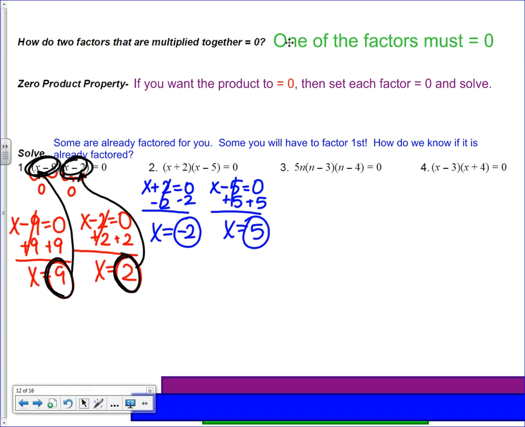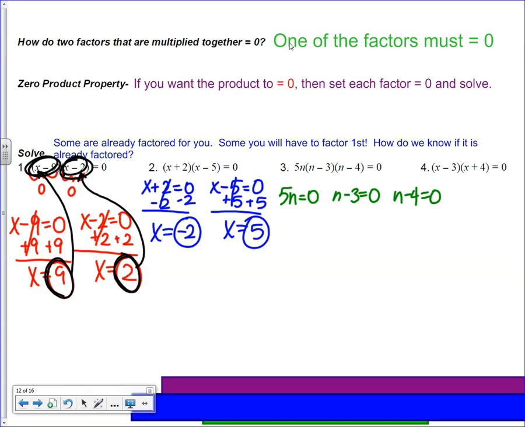Now, folks, how many factors do you have here? 3. So I'm going to set up 3 equations. 5n has got to equal 0. N minus 3 has got to equal 0. Or n minus 4 has got to equal 0. So this will now give me 3 answers because there's 3 factors.